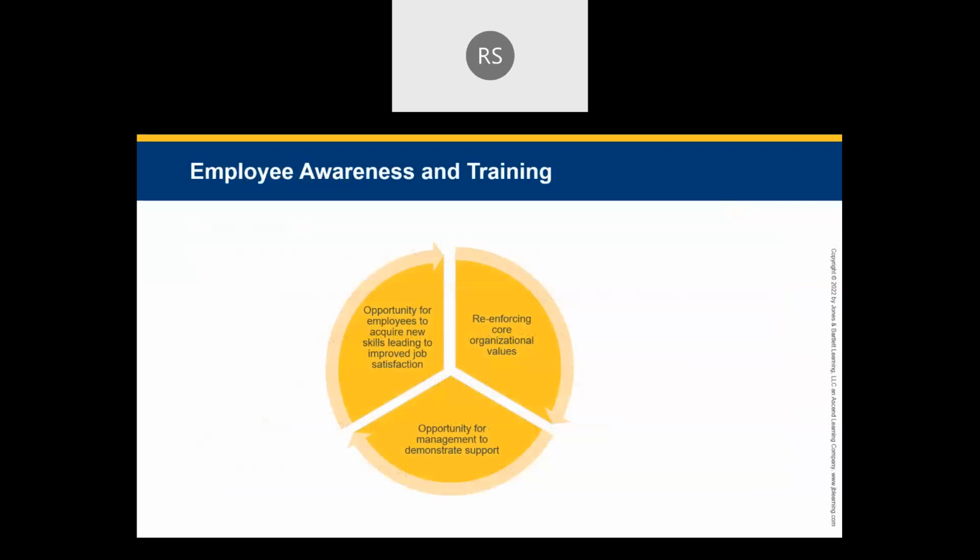Employee awareness and training plays an important role in the successful implementation and enforcement of information system security policies. So some of the key benefits and considerations relating to employee training include reinforcing the core organization values, opportunity for management to demonstrate support, opportunity for employees to acquire new skills.